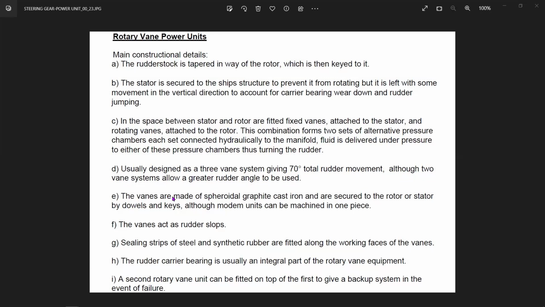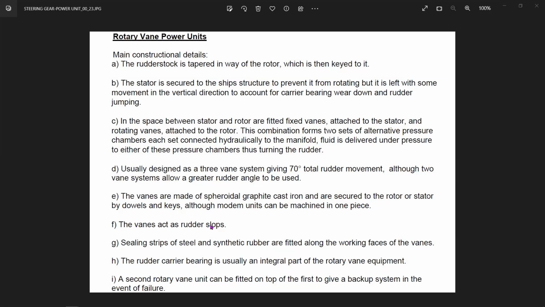Now the vanes are made of spheroidal cast iron and are secured to the rotor and stator by dowel pins and keys. Though modern units can be machined in one piece also. You can have the entire thing machined that way, but that becomes a very expensive proposition. That means you have the entire thing machined in a CNC lathe. But it becomes much more rigid in that manner.